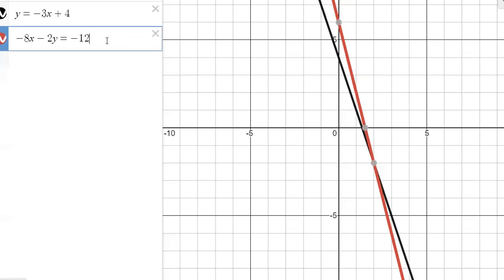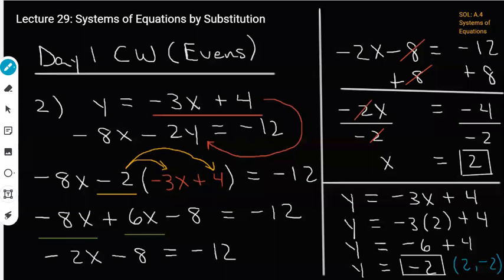So where do these two lines cross? They're going to cross right here. And I'm going to click on that point where they cross. And then the ordered pair is 2, negative 2. That's exactly the answer that we just got, right? 2, negative 2. Yep. So that's one way you can check your answer. The other way you can check your answer is by plugging these two numbers back in. But that's a little bit more difficult.